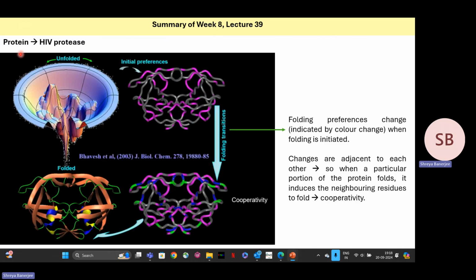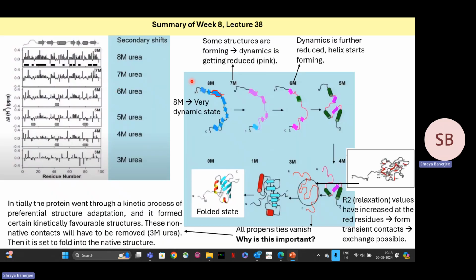So here you have an example of a protein, HIV protease. You have the initial unfolded state. This is the folding funnel shown, where the rim of the folding funnel is the unfolded state and the bottom is the folded state. So initially, there is a certain preference. As you can see, initially, there is a certain propensity.